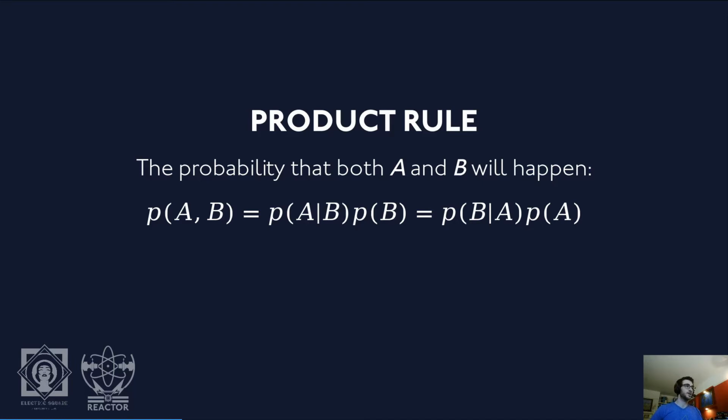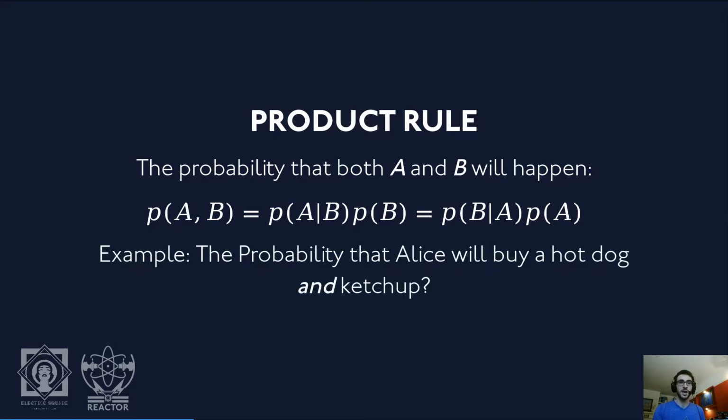Cool. And now this brings us onto some rules, right? So the probability that both A and B will happen is the same as the probability of A happening if B happens multiplied by the probability of B happening. And then also that's the same as the probability of B happening if A happens multiplied by the probability of A happening. So just to provide some intuition for this stuff, if we're trying to describe the probability that Alice will both buy a hot dog and buy some ketchup, well, if we know how likely Alice is going to buy some ketchup if she's already bought a hot dog, and we know how likely she is to buy a hot dog, then by taking how likely she is to buy the hot dog and how likely she is to buy ketchup if she's already bought a hot dog, we can multiply those two numbers together, and we then know how likely both are to happen.